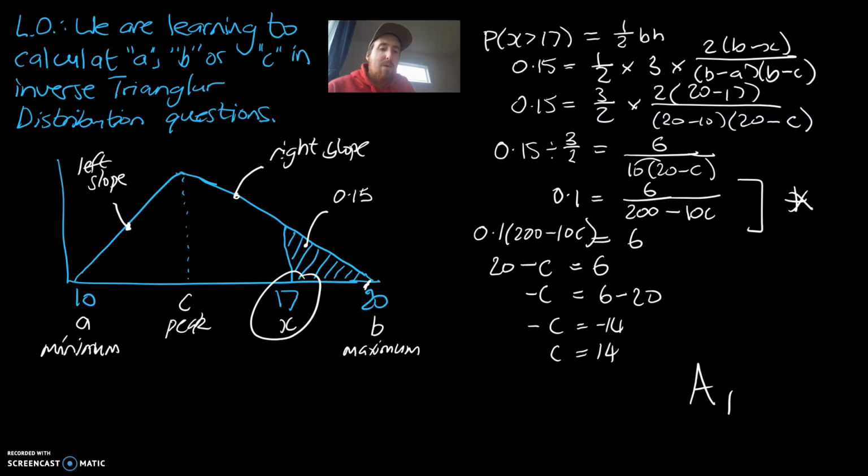Just a reminder, you can use the same approach to calculate A or B as long as you have all of the others. And the other thing I want to emphasize yet again: make sure you're using the right formula. We're using the right slope formula for this question because we have a right slope problem. But if you did have a left slope question, make sure you're using the left slope formula.